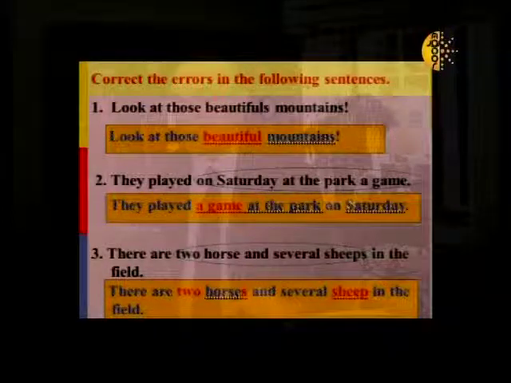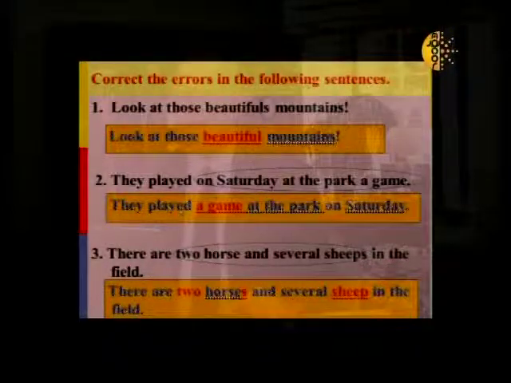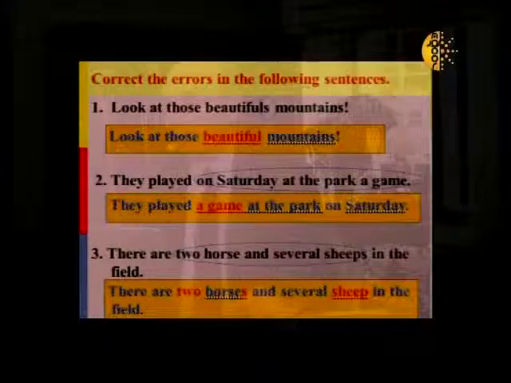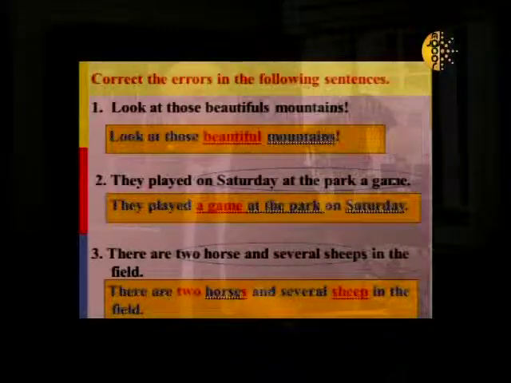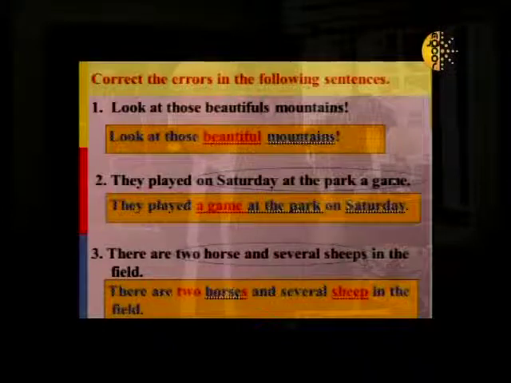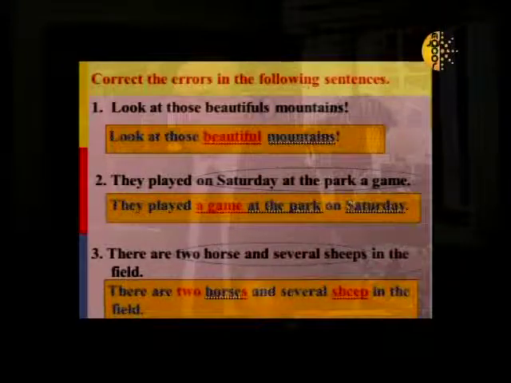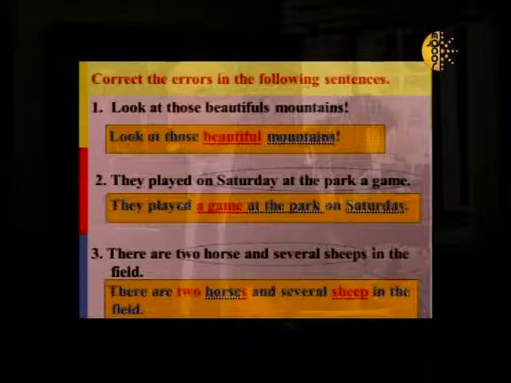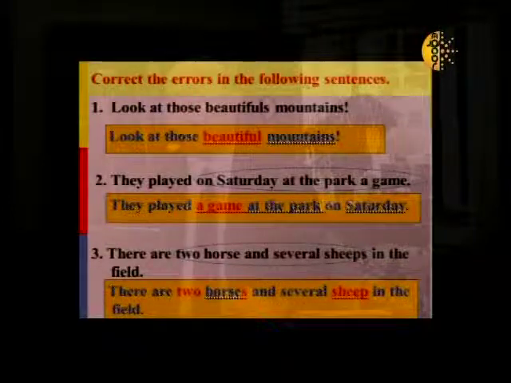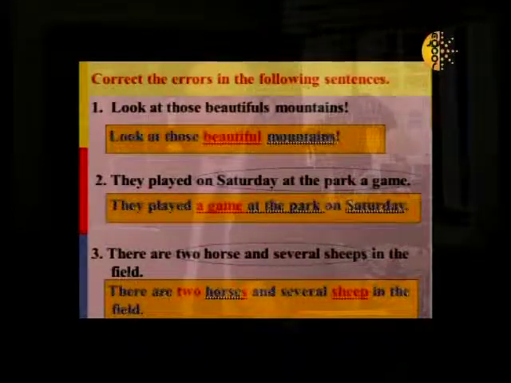The problem was what? You have to say play what? After the verb, you have to bring the object. Object doesn't go at the end of the sentence in English. Subject, verb, object. And then what? Place, and then time. So you have to follow that. They played a game, the object, at the park, the place, on Saturday, the time.